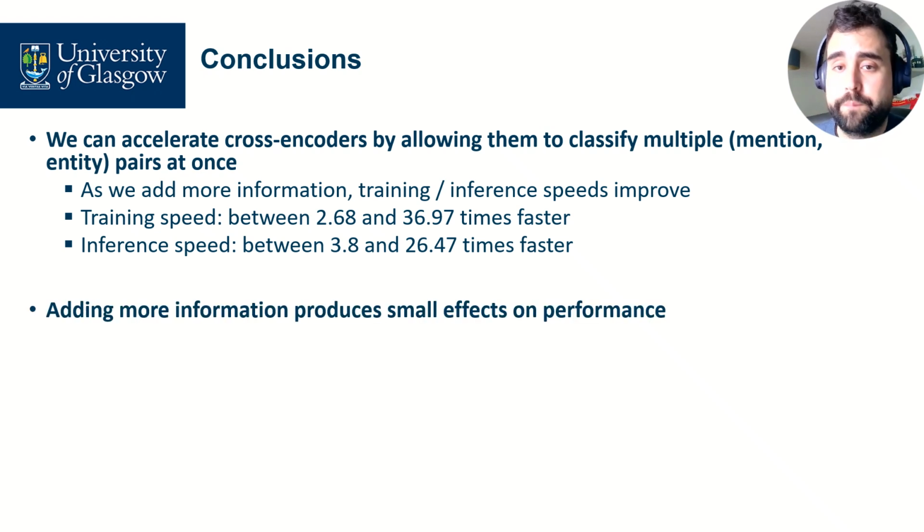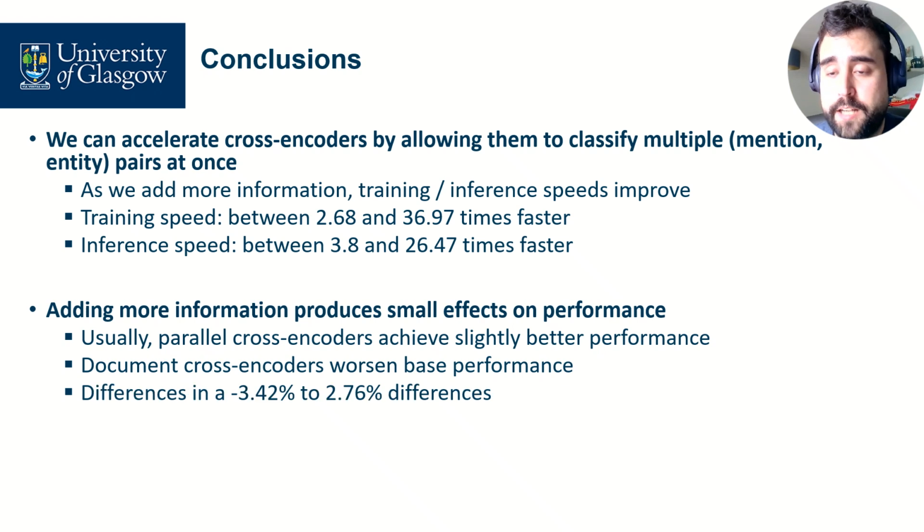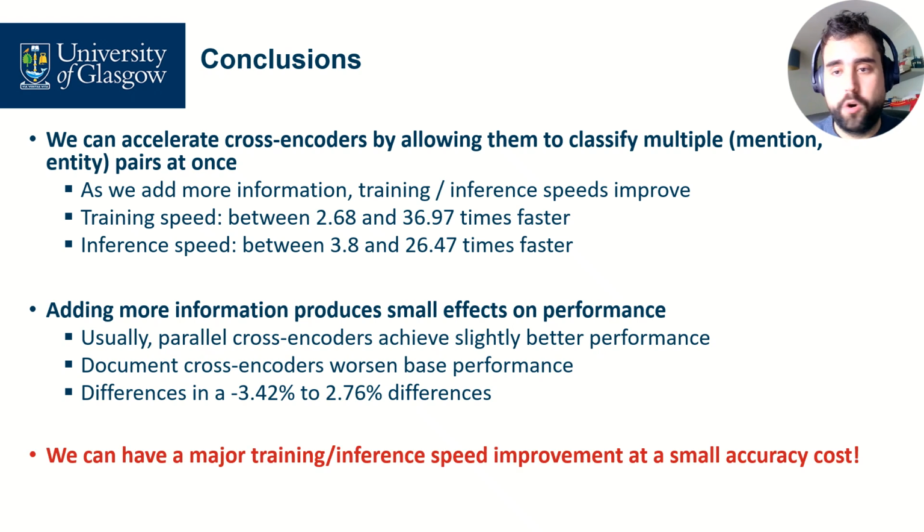But what is more, adding more information produces a very small effect, either positive or negative, on the accuracy of the entity linking. So therefore, these architectures are viable in scenarios where speed is fundamental, like online annotation services, where we are more worried about speed than accuracy because we are only showing a very small decrease at the worst case.